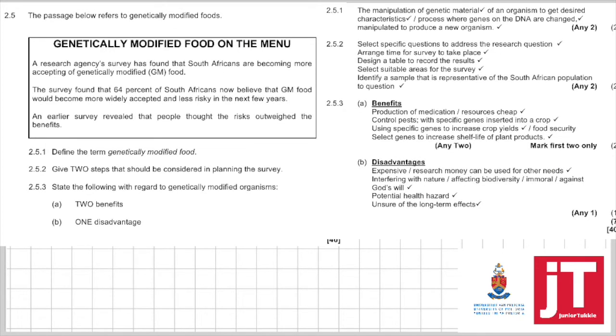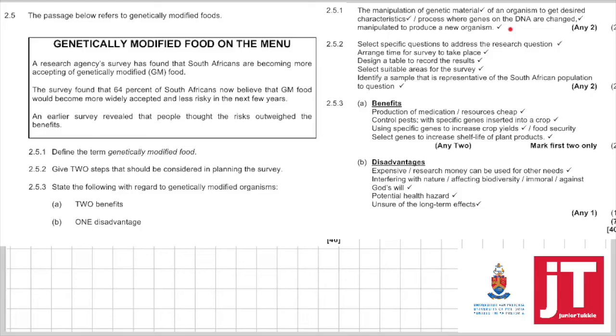2.5. The passage below refers to genetically modified foods. Genetically modified food on the menu. A research agency survey has found that South Africans are becoming more accepting of genetically modified food. The survey found that 64% of South Africans now believe that GM food will become more widely accepted and less risky in the next few years. An earlier survey revealed that people thought the risks outweighed the benefits. 2.5.1. Define the term genetically modified food. What is GM food? It's the manipulation of genetic material of an organism to get the desired characteristic, or it's a process where genes on the DNA are changed or manipulated to produce a new organism.